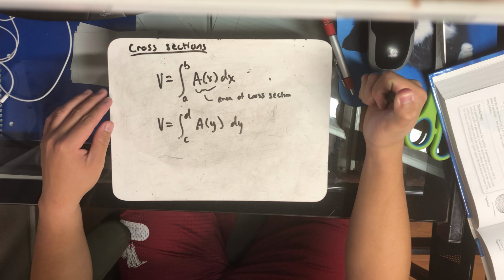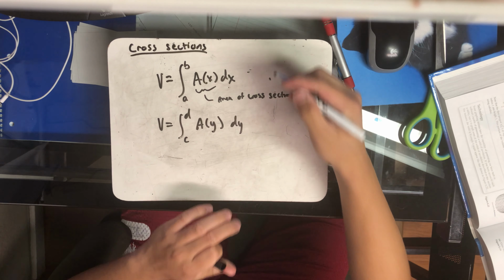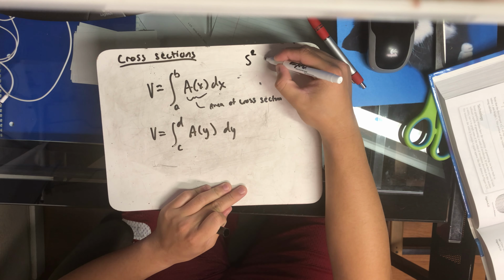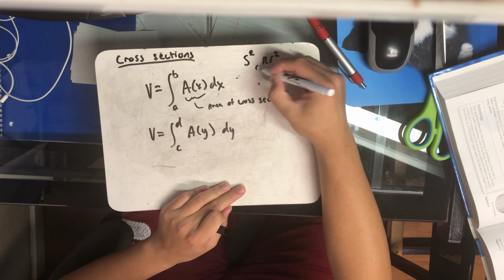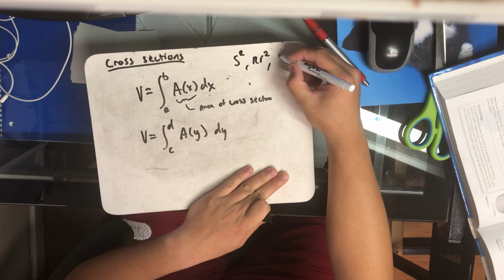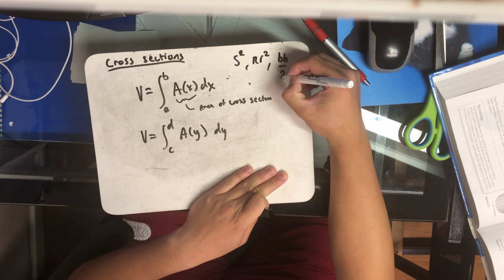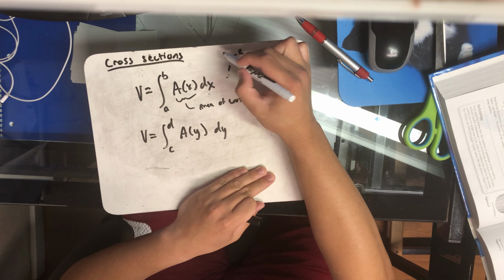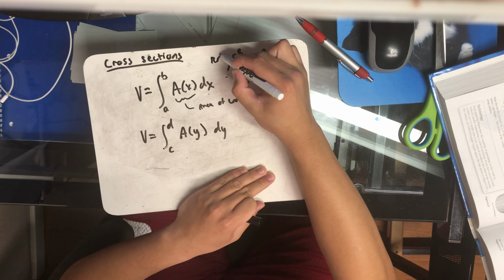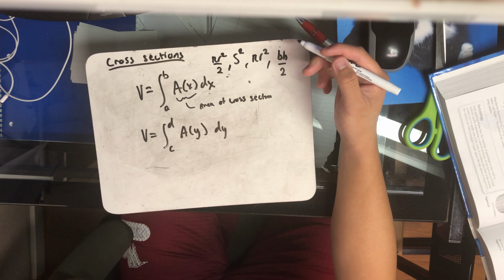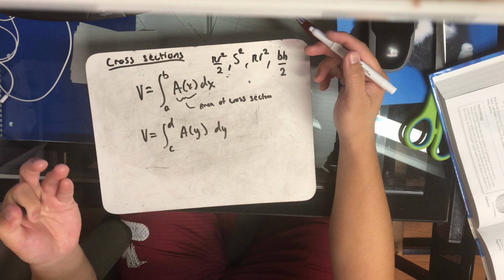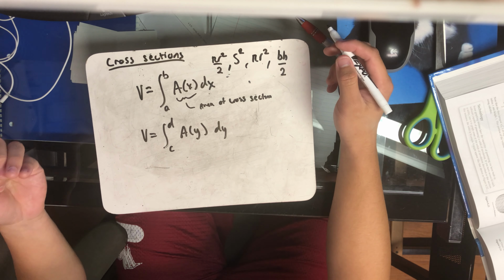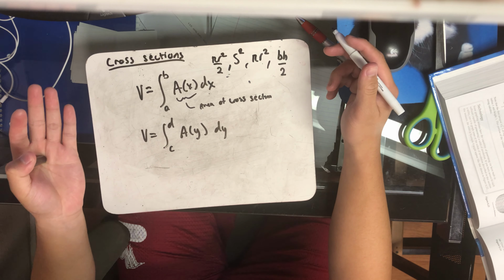And the area of the cross-section can either be the area of a square, which is s squared, the area of a circle, pi r squared, the area of a triangle, b times h over 2, or even, let's say, a semicircle, pi r squared over 2. So there's a lot of options that you can use for cross-sections, and a lot of options for AP questions to ask you.